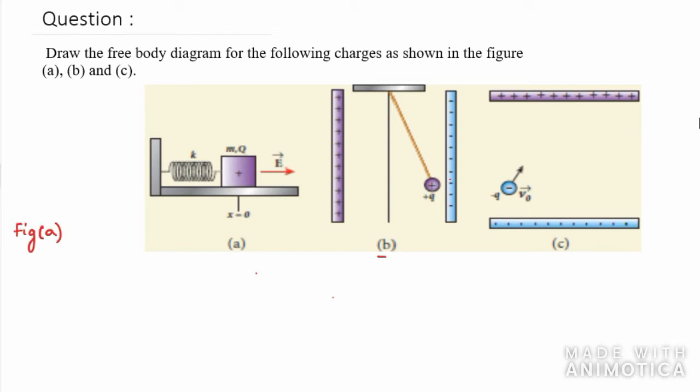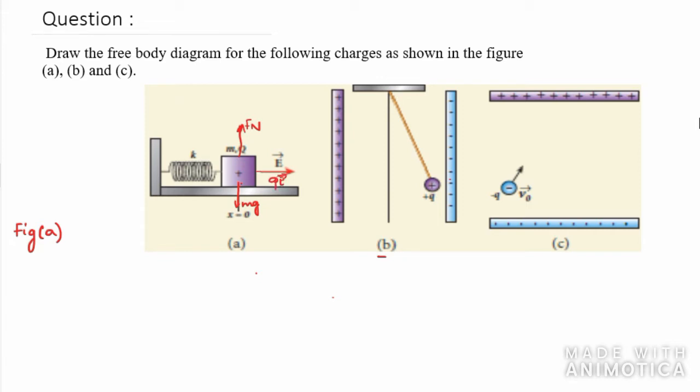Here, a body of mass m is placed on a platform. So, the weight mg will act downwards, and the normal force, since it is supported on this platform, the support force, that is the normal, will be upwards. And this is a charged particle, so it experiences force in this direction, that is magnitude qE.